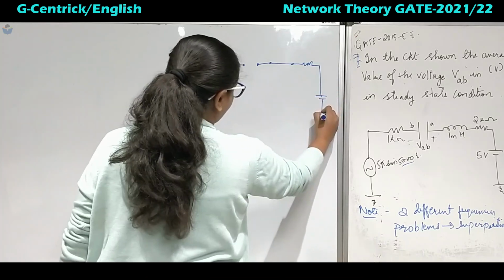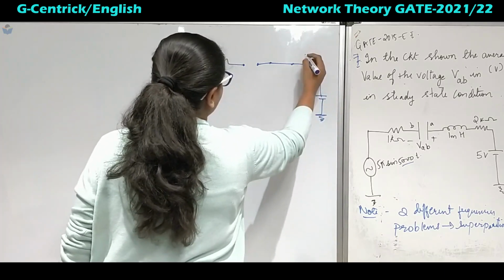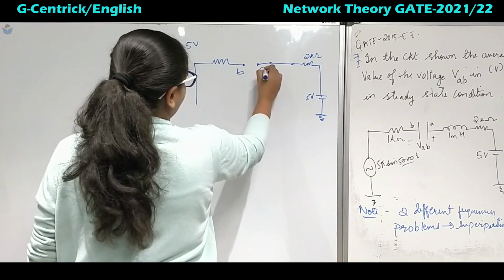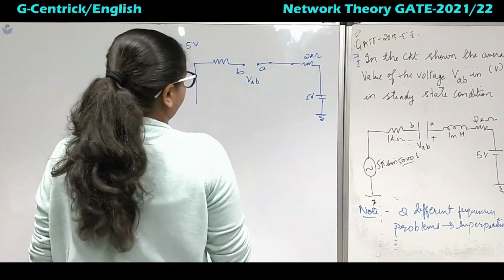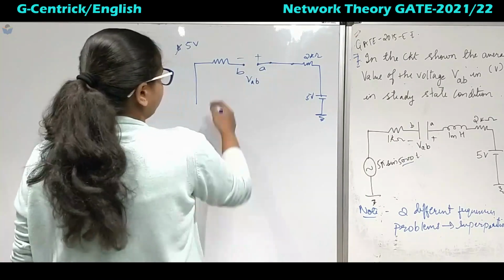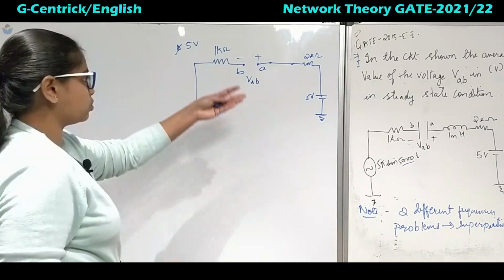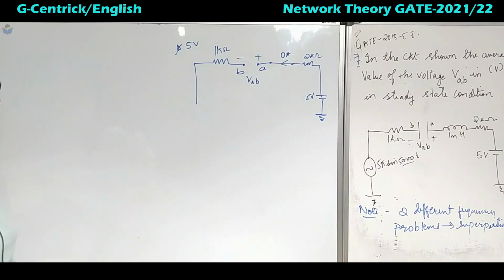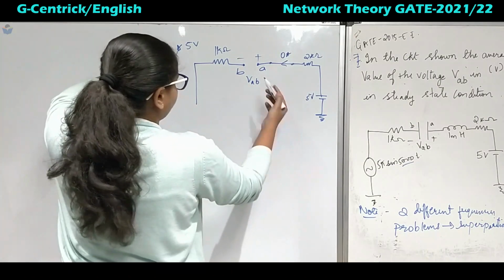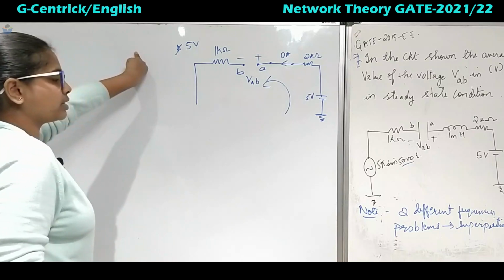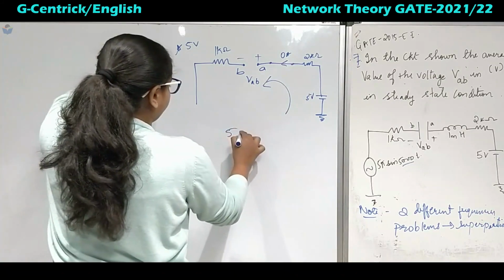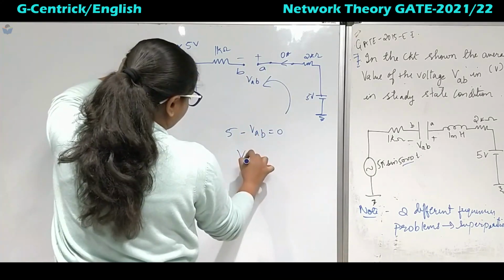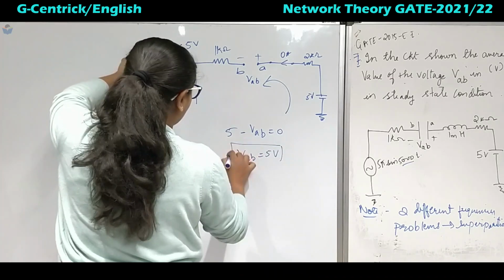Okay, so this is 5 volt. So what was this one? 2 kilo ohms. Now this is BA. So we have to calculate VAB. So this is minus plus, and this is 1 kilo ohm. Since it is open circuit, we have got 0 ampere current flowing in this one, right? So we will move, but voltage will be present, right? We will move in this direction. KVL: 5 minus, this is plus, and here we have VAB equal to 0. So VAB is equal to 5 volts.